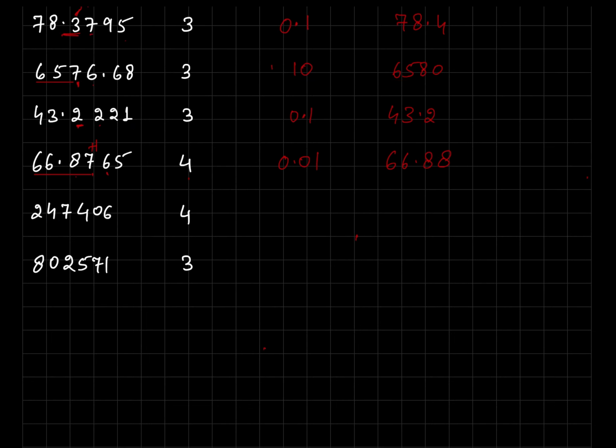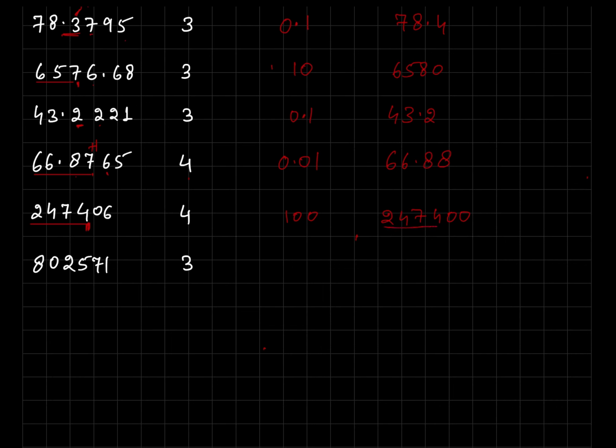Now we have 2 million 247,406, and we have to write it correct up to 4 significant figures. So we have to round it to 100, because this is the hundreds place. After 4 we have 06, so that would be insignificant. So I will write 2,474,000. That's it. Here we have 4 significant figures.